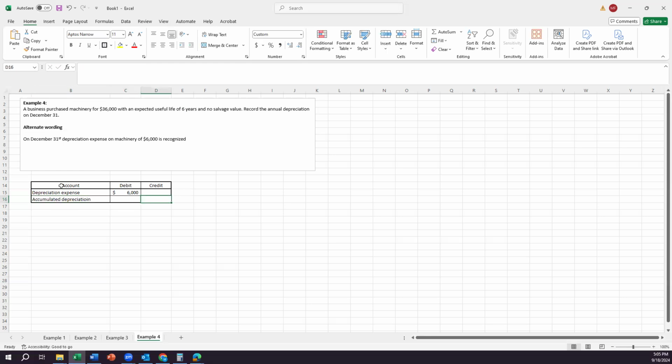of $6,000. Another way you might see this is on December 31st, depreciation expense on machinery of $6,000 is recognized. So again, on this one, they just give you the amount and you're like, do I need to do something with that? And on this one, they give you the information you need to calculate it. So you have to read it carefully to understand what exactly they're saying. And that is why adjusting entries are so hard.